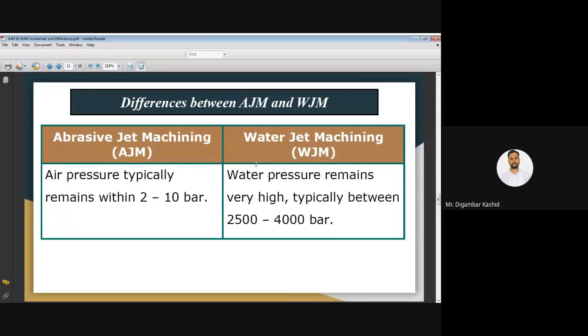What about the pressure? In abrasive jet machining, the air pressure typically remains within 2 to 10 bar. In water jet machining, the water pressure remains very high, between 2500 to 4000 bar.